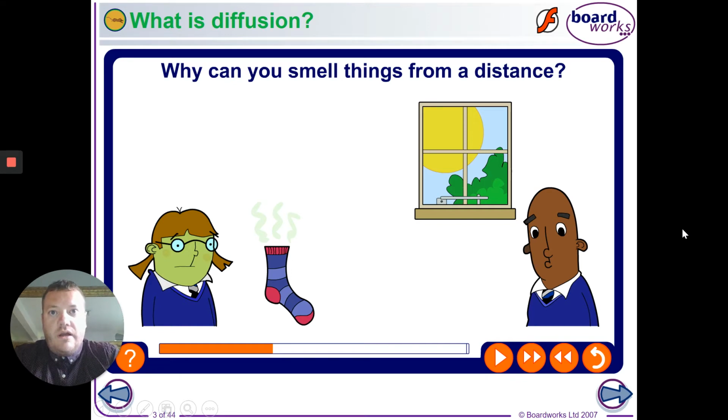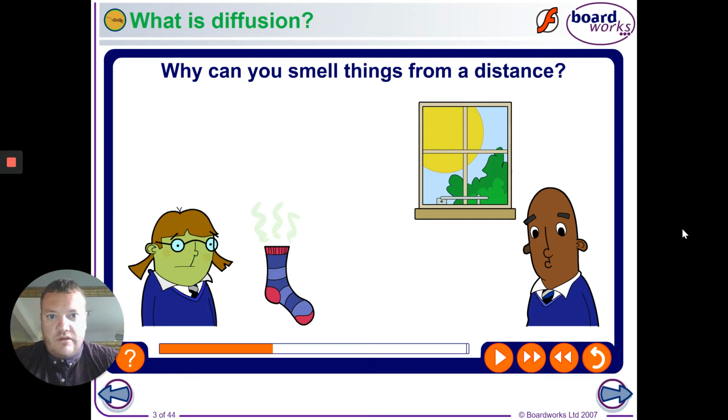Okay, hi everyone. In this PowerPoint, we're going to look at 3 different ways in which substances can move in and out of cells. 2 of them are passive, 1 of them is active. We'll look at that in a minute. The 3 different ways we're going to look at are called diffusion, osmosis, and active transport.